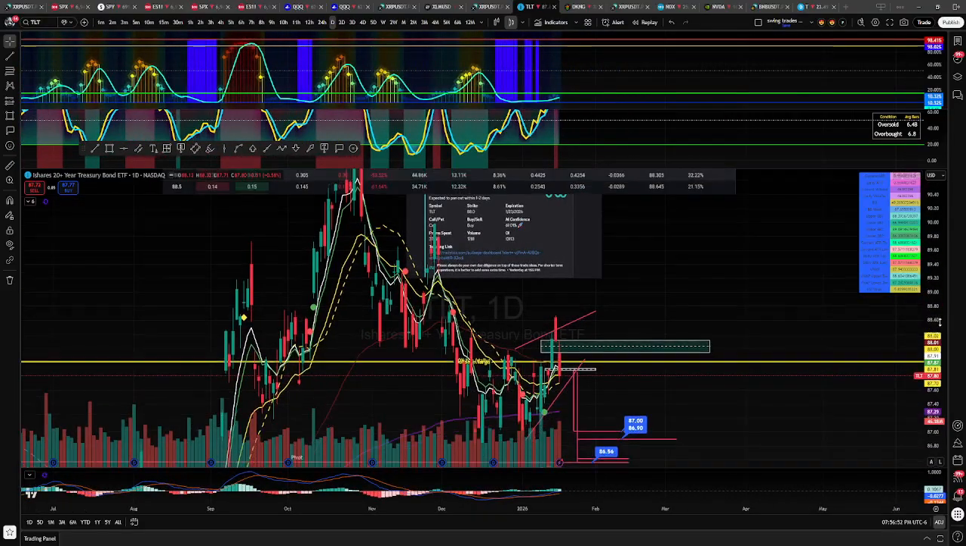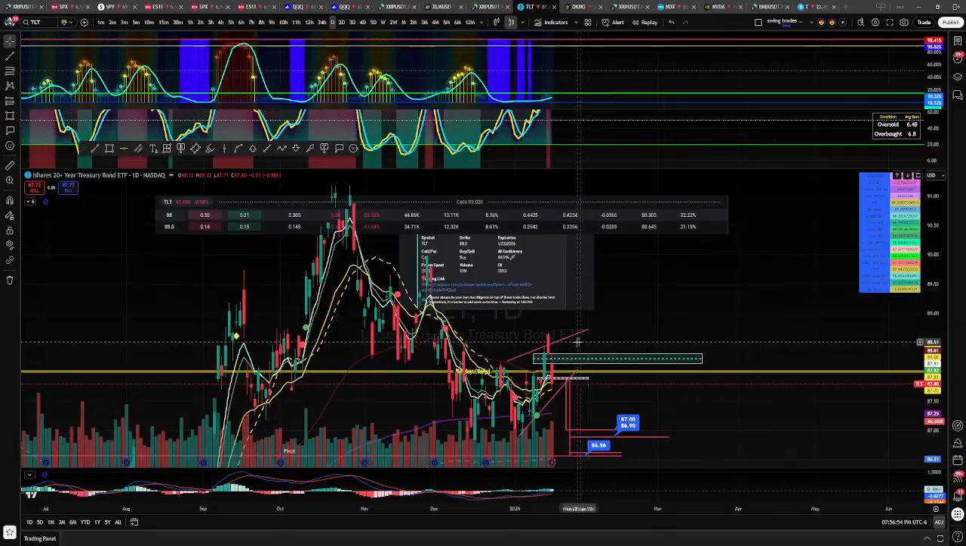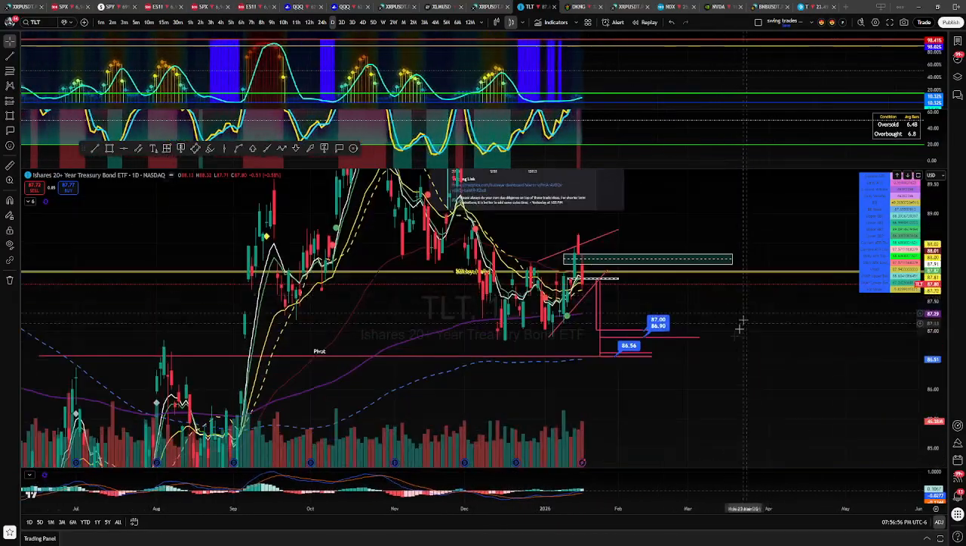So I'm thinking, like I said, upside for this week, and then I might actually look at some puts once it hits that upside. But you let me know what you think.